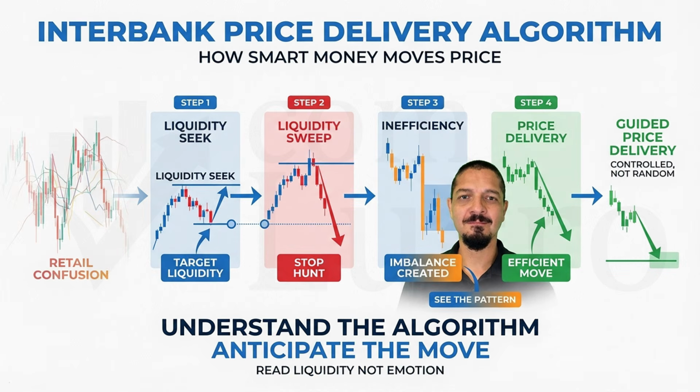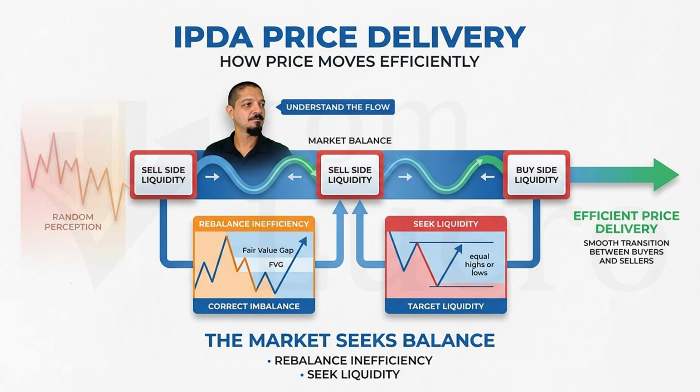The Interbank Price Delivery Algorithm explains how smart money moves prices in a controlled and systematic way to seek liquidity, correct inefficiencies, and deliver price efficiently across the interbank environment. Knowing how this algorithm operates and how it behaves in real time gives you a clear advantage when anticipating future price movement. With that in mind, let us take a closer look at the Interbank Price Delivery Algorithm.